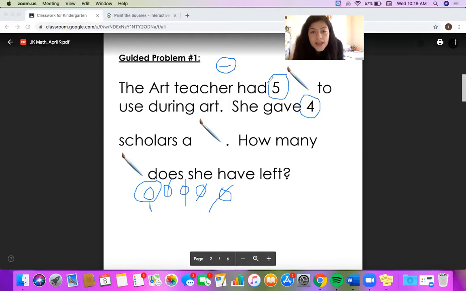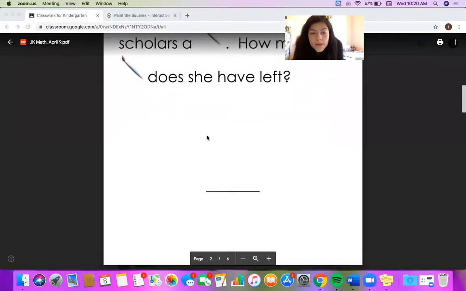Let's write our equation. How many did we start with? 5. Then, how many did she give away? That's right, 4. So 5 minus 4 equals, how many did the art teacher have at the very end? 1. 5 minus 4 equals 1. Great job. Let's do one more.